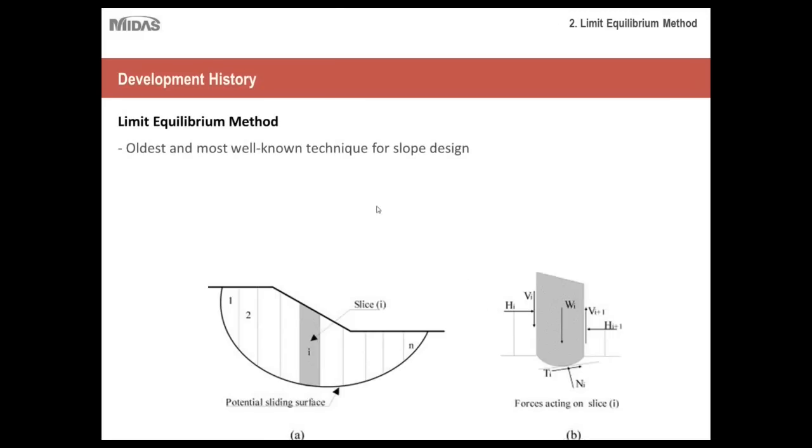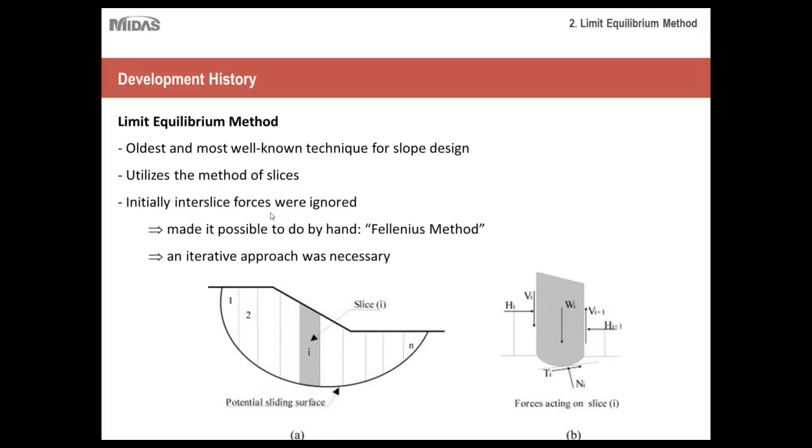The limit equilibrium method is the oldest and most well-known technique for slope design. It's been around the longest, it's the most widely recognized, and it's the most widely used. It utilizes something called the method of slices. Essentially, engineers will take the slope and divide it into several slices, and they'll analyze the forces acting on those slices that keep them in equilibrium. Then, based on certain equations that have been developed, they'll take these forces and determine the critical failure surface, or the minimum factor of safety.